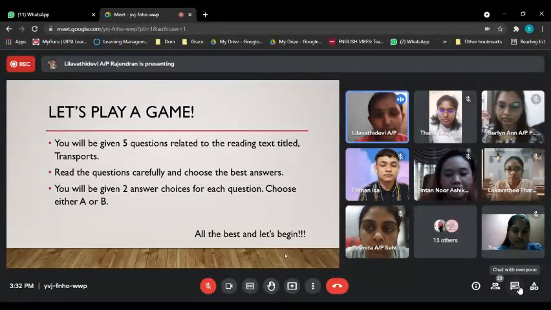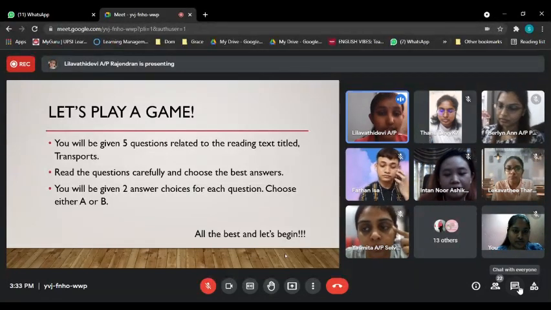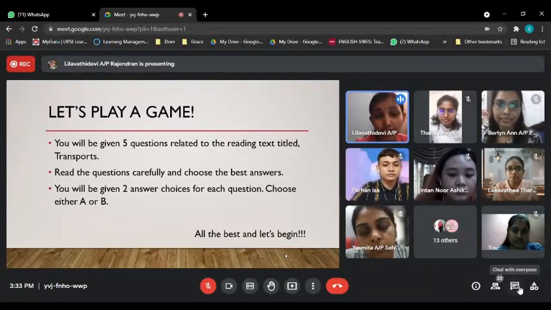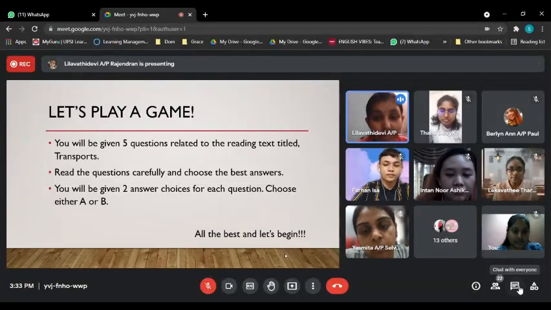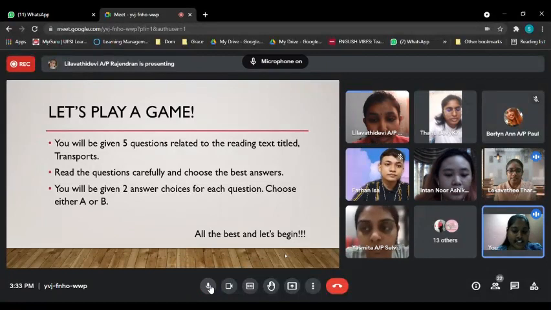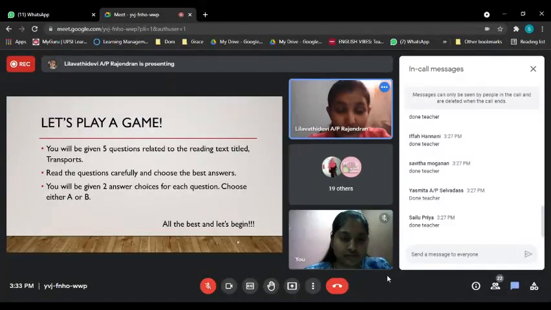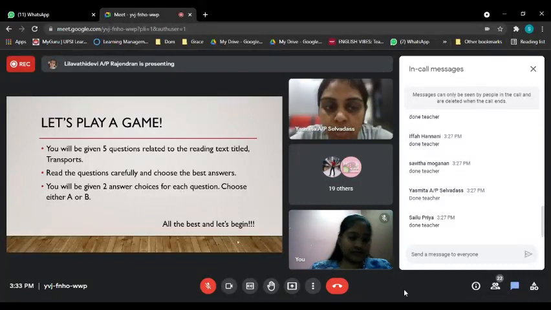Now we are going to play these together. What I want you to do is read the question that I will display later, and type A or B in our chat box. If you think the answer is A, you type A. If you think it's B, you type B. I will click on the answer that the majority of you have answered. Understand? Yes, teacher. Can we begin the game? Yes, teacher.